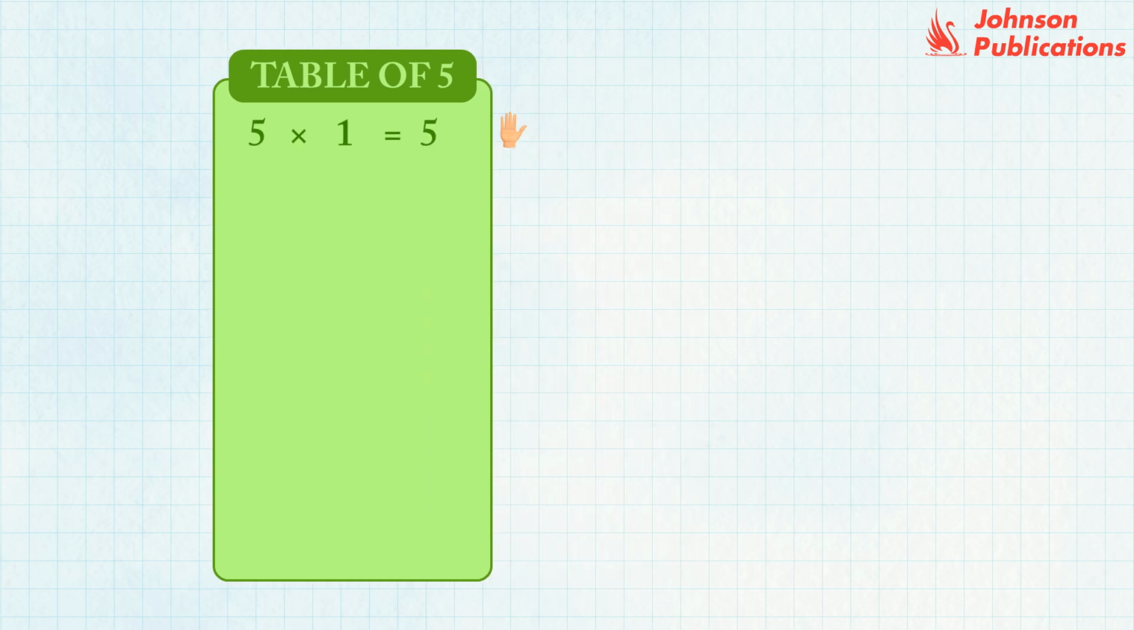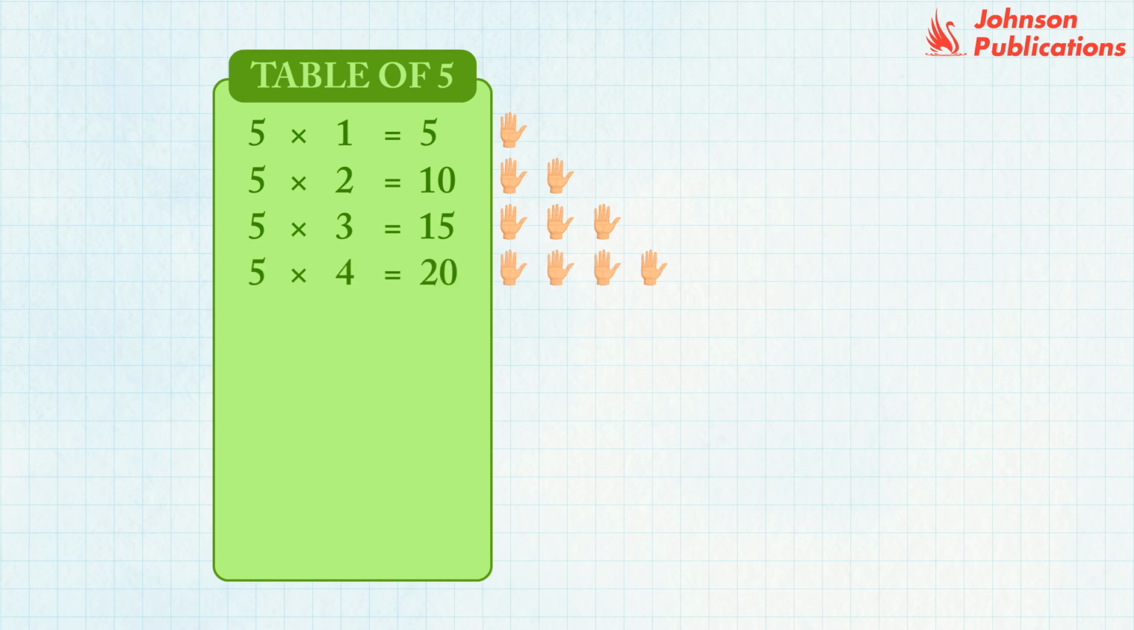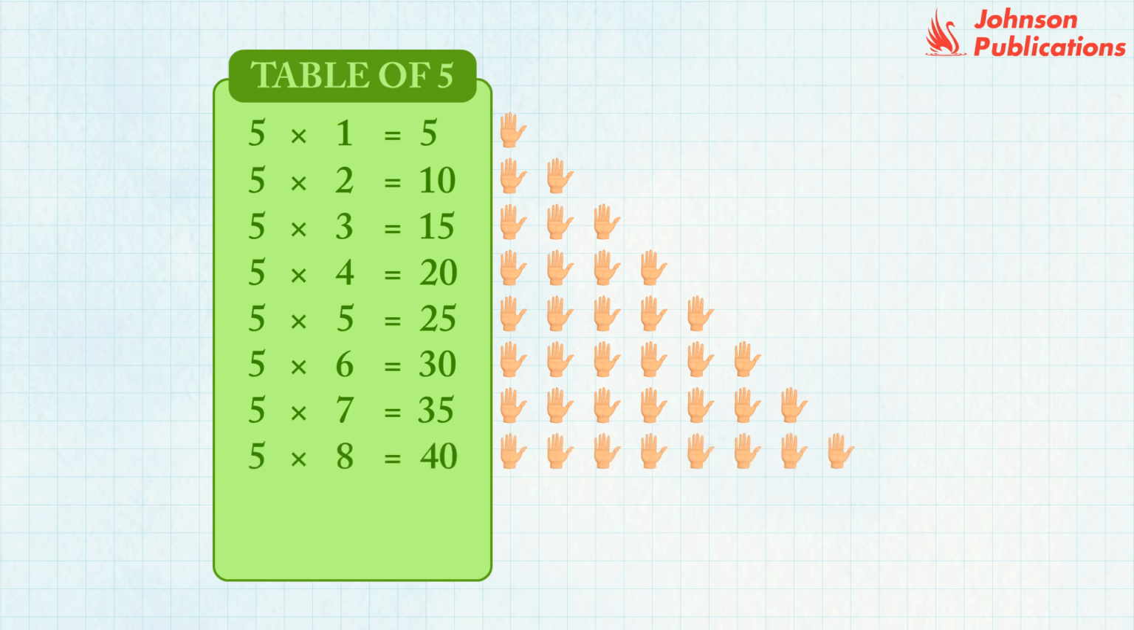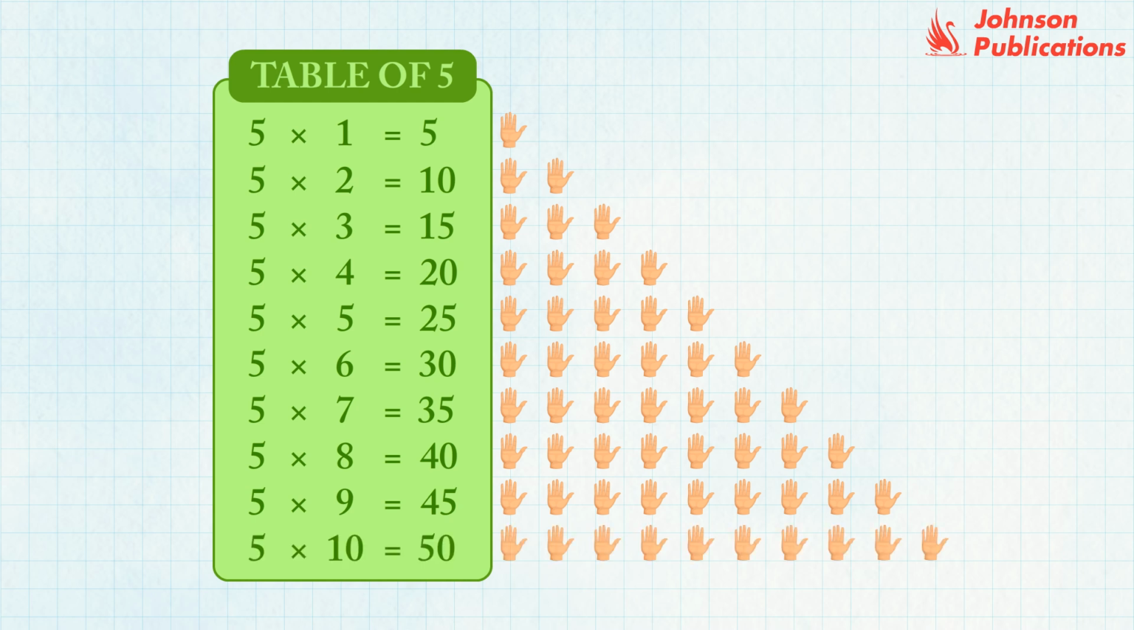Now let us learn the table of 5. 5 times 1 is 5. 5 times 2 is 10. 5 times 3 is 15. 5 times 4 is 20. 5 times 5 is 25. 5 times 6 is 30. 5 times 7 is 35. 5 times 8 is 40. 5 times 9 is 45. 5 times 10 is 50.